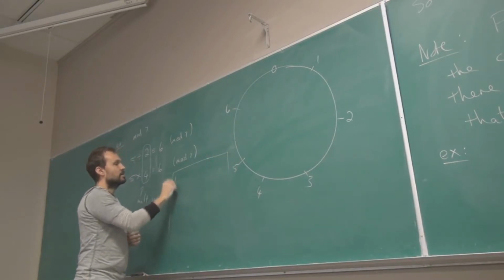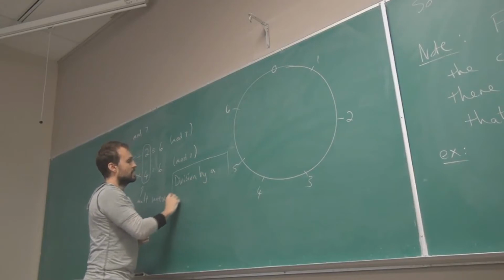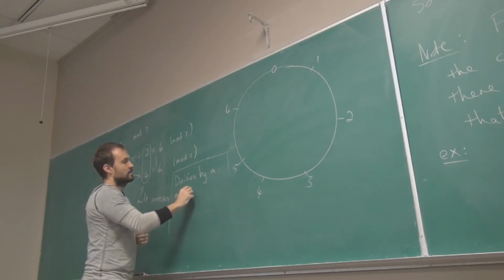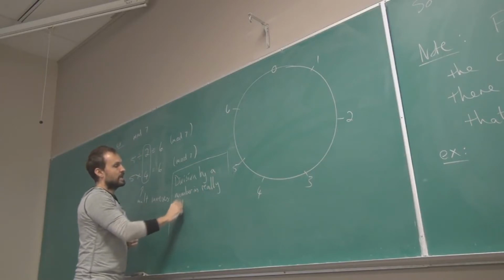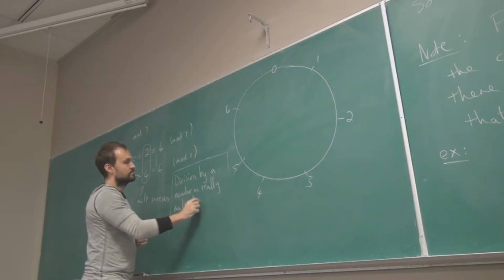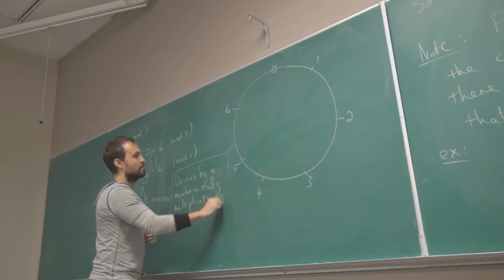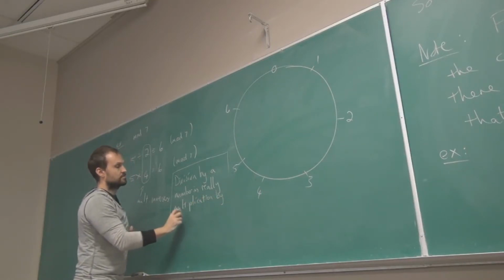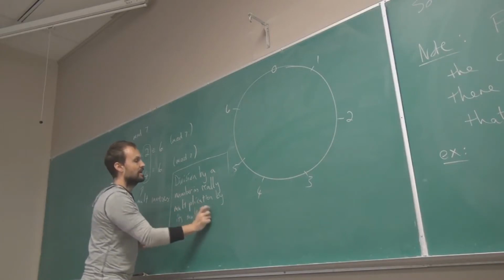Let's say it over here. Division by a number is really multiplication by its multiplicative inverse.